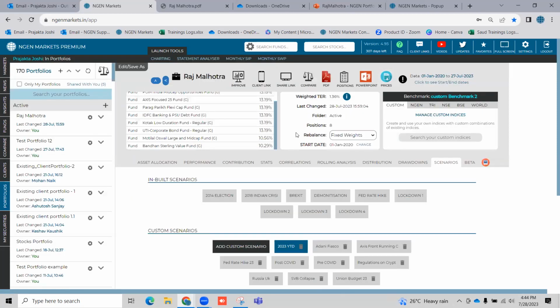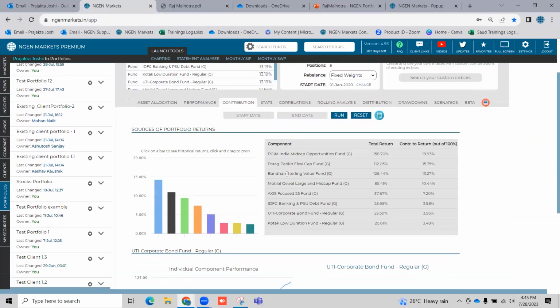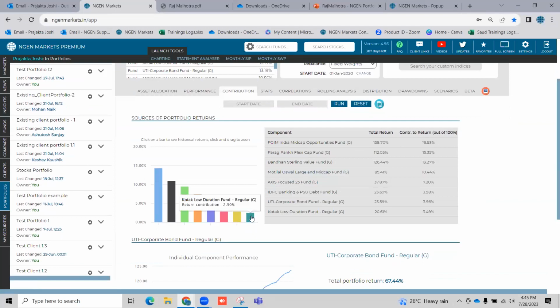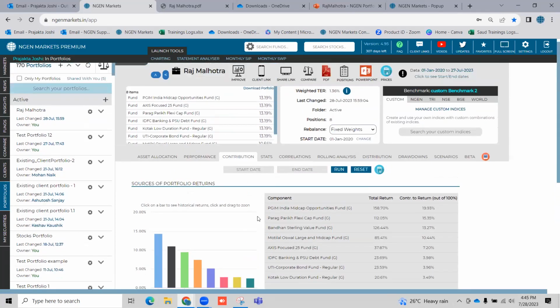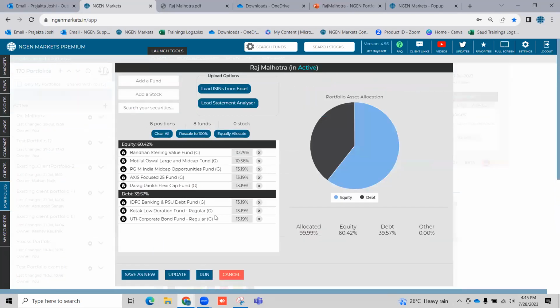So now that typically brings us towards an end of this topic specific webinar. Just before closing, I will show how you can edit the positions that we were just discussing in the contribution. When we were discussing contribution analysis, we had figured out that Kotak low duration fund contributes the lowest to the overall portfolio return. And if you want to now remove this position and show this to the client, how will you do that? Okay, so just click on edit or save as and remove that particular position.